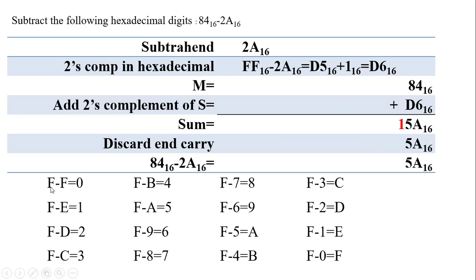Keep in mind, in hexadecimal, f minus f is 0, f minus e is 1, f minus d is 2, f minus c is 3, f minus b is 4, f minus a is 5, and so on. F minus 0 is f. So to find the 1's complement in hexadecimal, use subtraction: you have to subtract each digit from f. And when we add 1 to the 1's complement in hexadecimal, we get the 2's complement in hexadecimal.